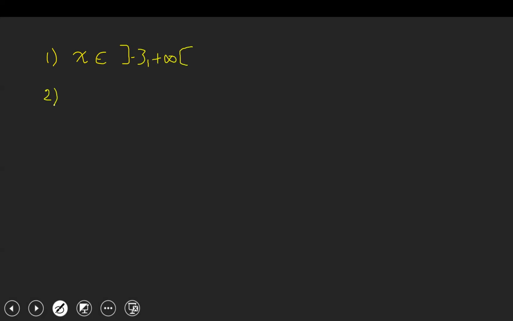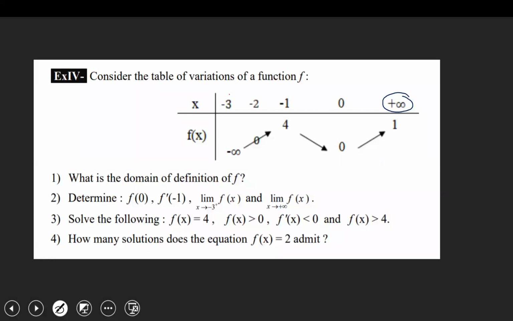Now let's move to part 2. Determine f of 0. Here we have the input is 0. In this case, what is the output? It's also 0. However, if I'm asked to find the image of -1, f of -1, we say 4. f of -2 is 0. f of infinity, I can't say f of infinity. Instead of that, I say limit as x tends to plus infinity.